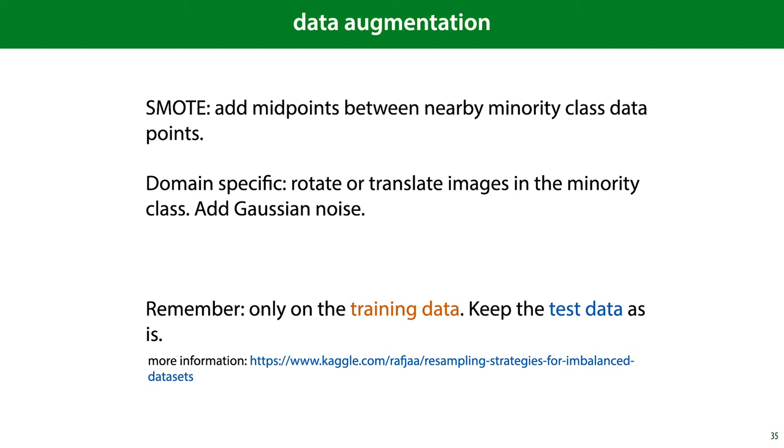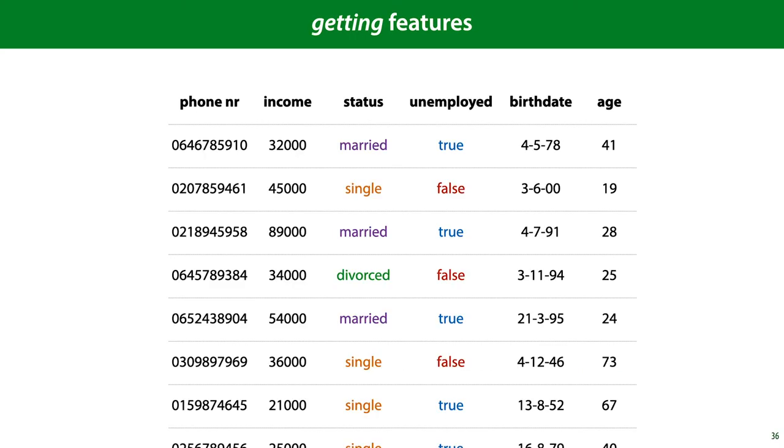We don't have time to go into this very deeply, but if you run into this problem for your project, you can click the link for an in-depth explanation. But remember, this kind of manipulation should only be applied on the training data. The test data should be kept as is to keep it a simulation of what you expect in production. In the second half of this video, we'll look at features.